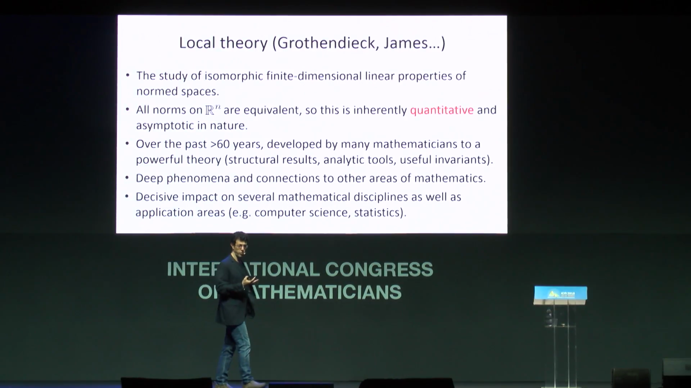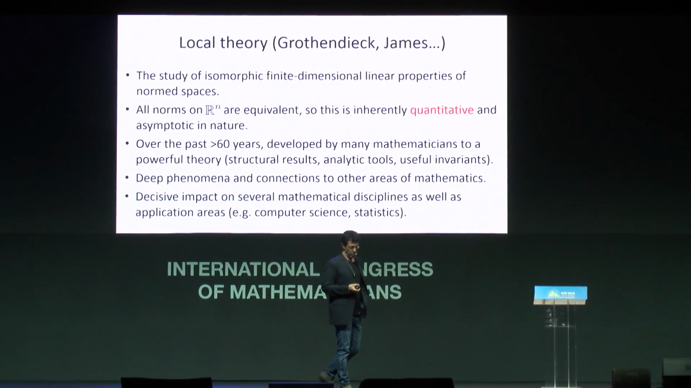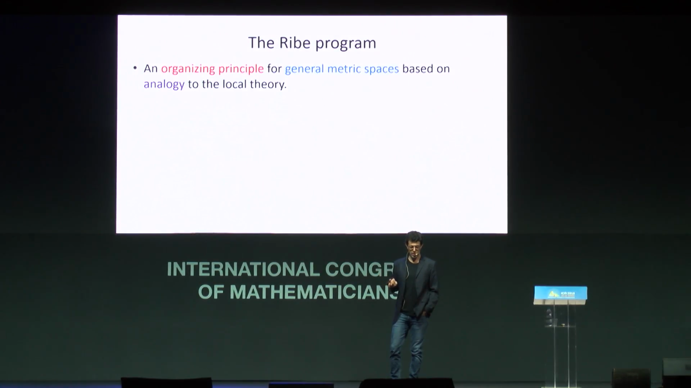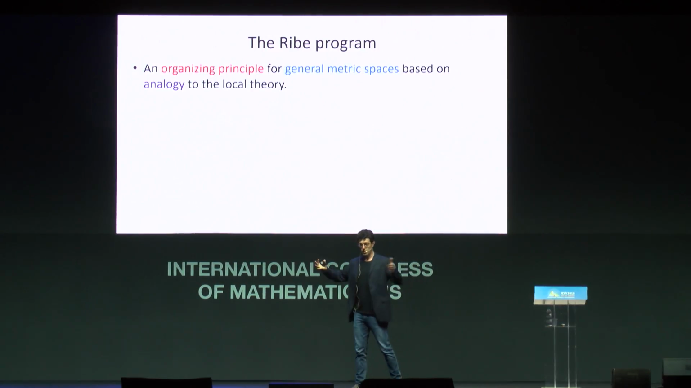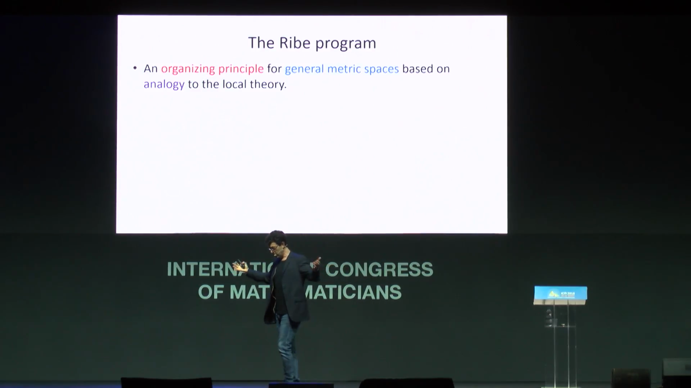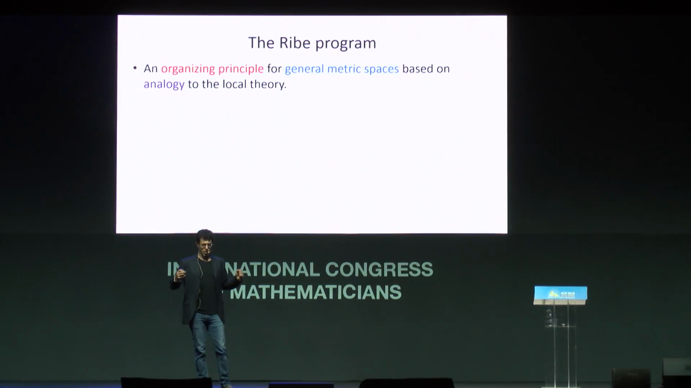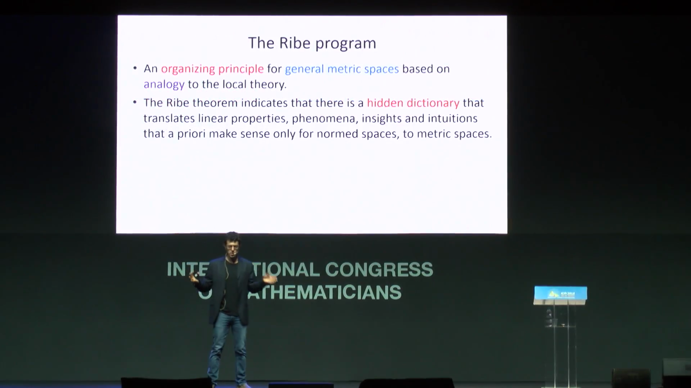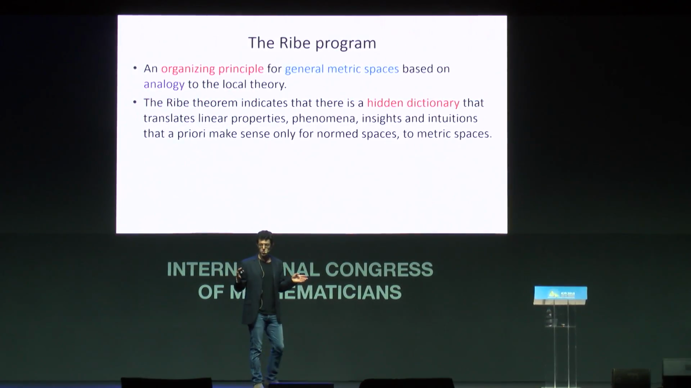So when you have such a beautiful, rich structure theory of linear objects, and Ribe comes along and tells you that actually all their properties are metric properties in disguise, this is a huge opportunity. So what is the Ribe program? We want to make this abstract notion, that isomorphic linear finite dimensional properties of normed spaces are actually metric properties in disguise, explicit. So the Ribe theorem suggests that there is some sort of hidden dictionary. There is a way to take anything you can say about a norm, no matter how linear it looks, if it's finite dimensional, you can rewrite it using only distances between points.